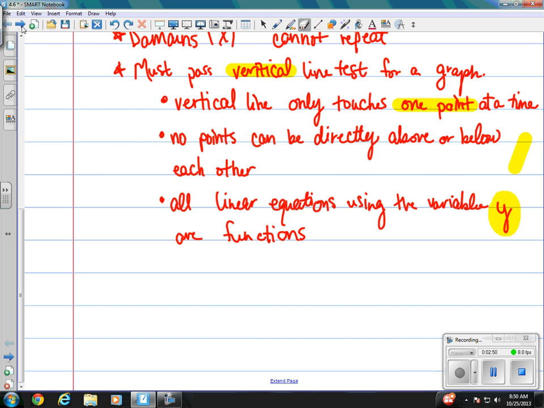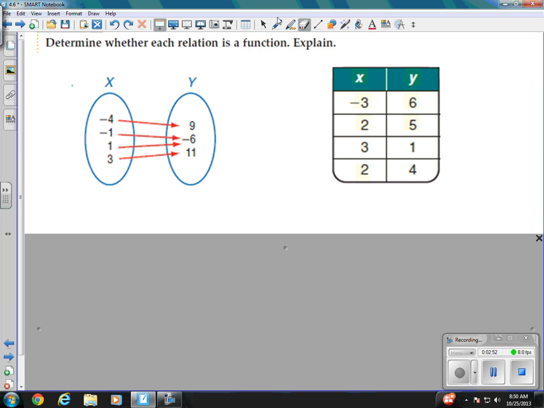Okay, so let's look at some examples of this. Our first example says to determine whether each relation is a function. It'd be helpful to sketch these out, that way you can see what we're looking at. First thing we're looking at is a mapping. We have one line going from our -4 to our 9, one line from -1 to -6, one line from 1, one line from 3. Once again, functions only care about your x values, and I only have one line coming from each of these. So yes, this is a function because there's only one line coming from each x.